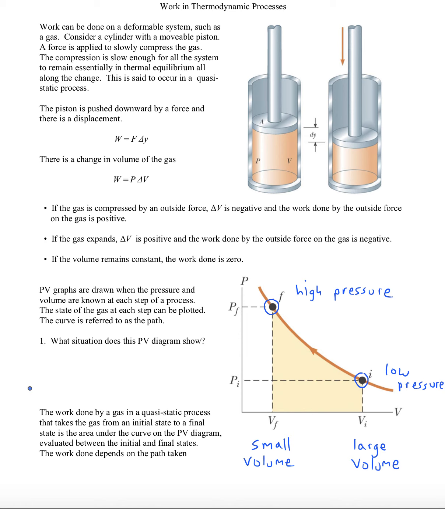So what situation does this PV diagram show? Compression of a gas. Keep in mind, it requires work to compress a gas. So in this particular stroke, you're not getting energy out of the gas, you're having to put energy in. But oftentimes an air-fuel mixture needs to be compressed in order to ignite.